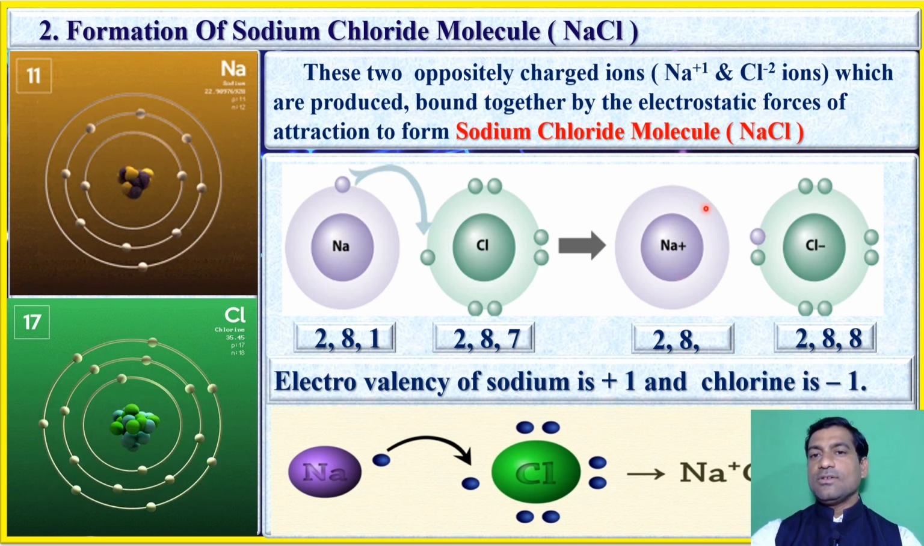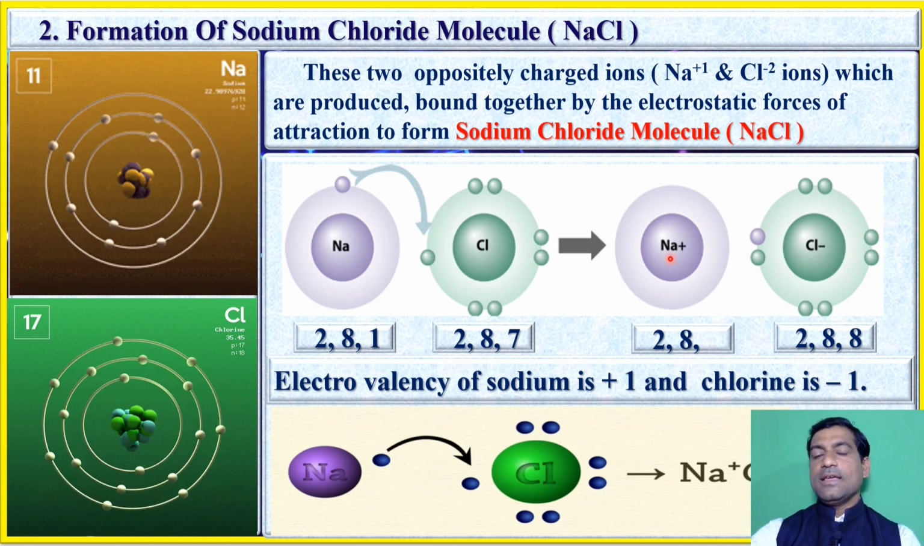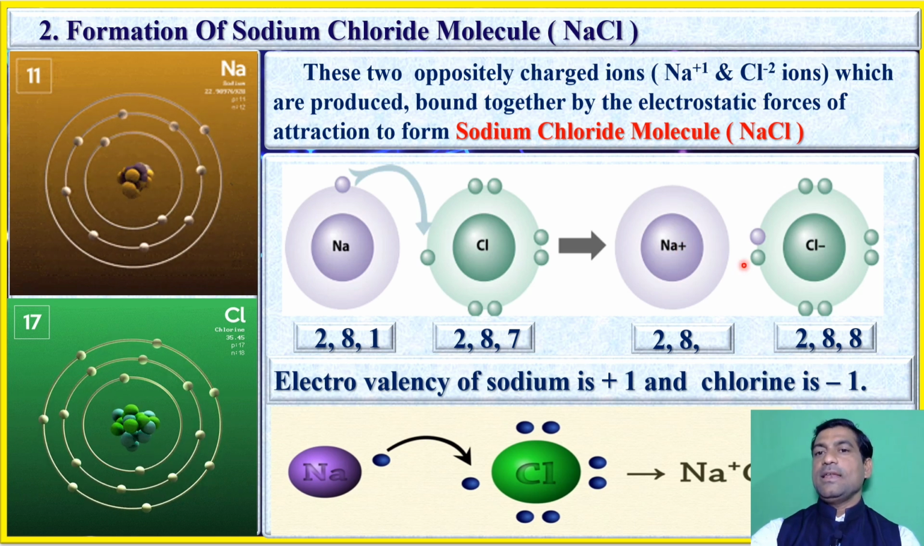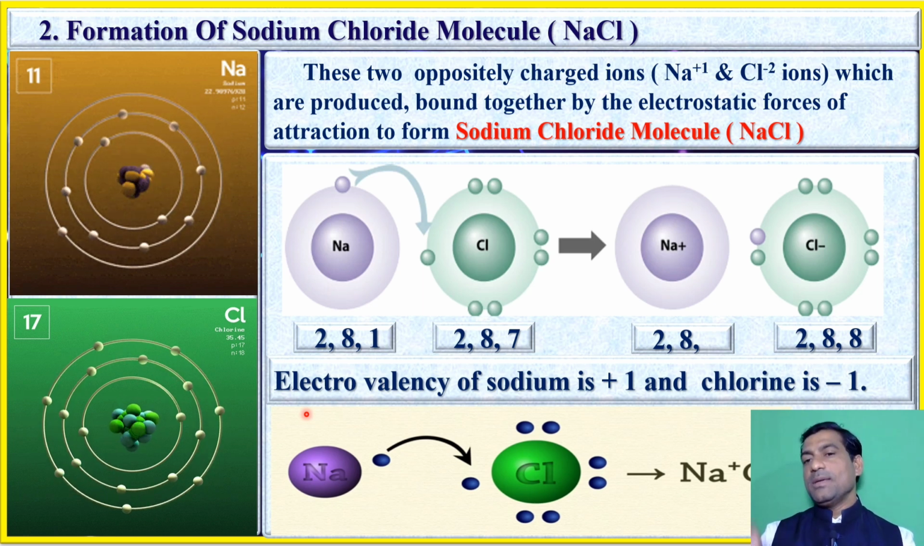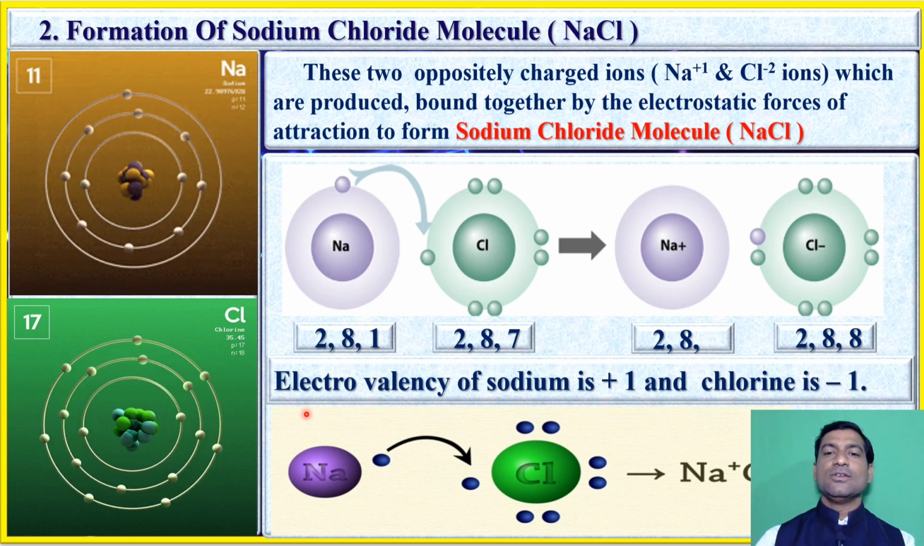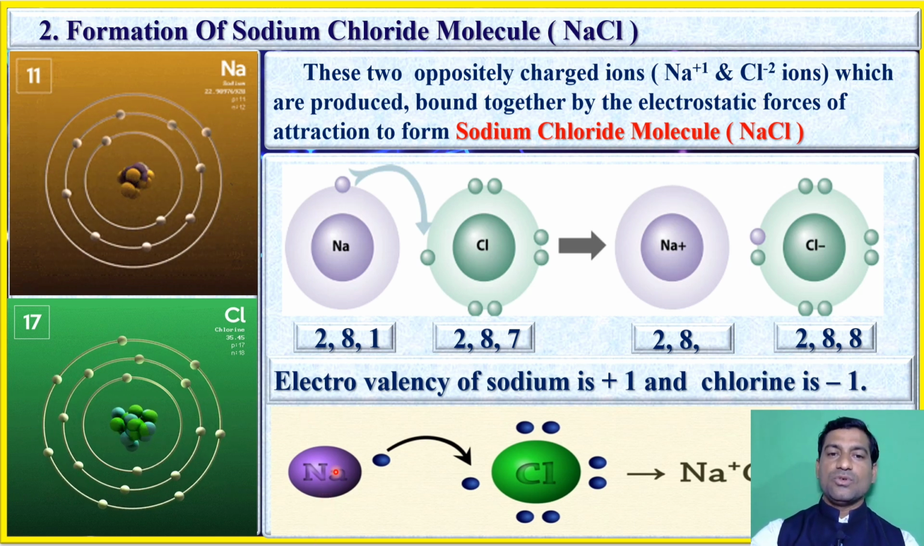Here the one electron is transferred from sodium to chlorine, and then the sodium is a positively charged ion and the chlorine is a negatively charged ion. That is, the electrovalency of sodium is +1 and the electrovalency of chlorine is -1. See here also the electron is transferring from sodium to the chlorine atom.